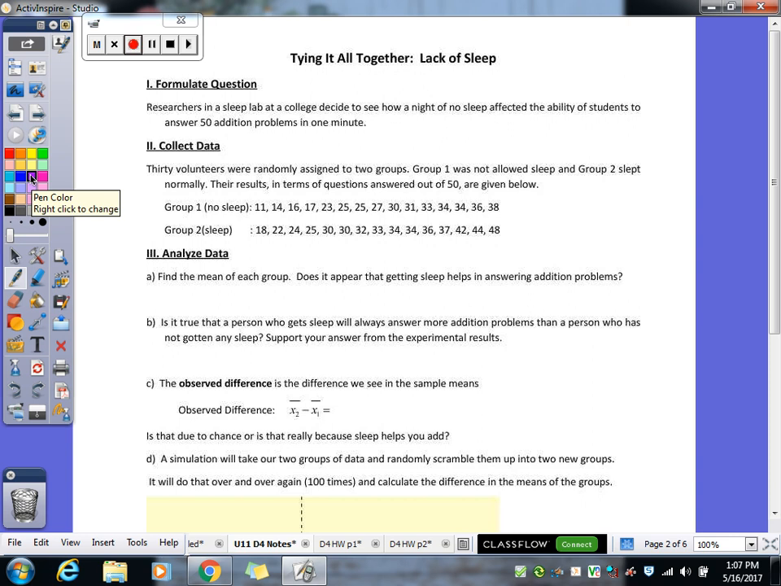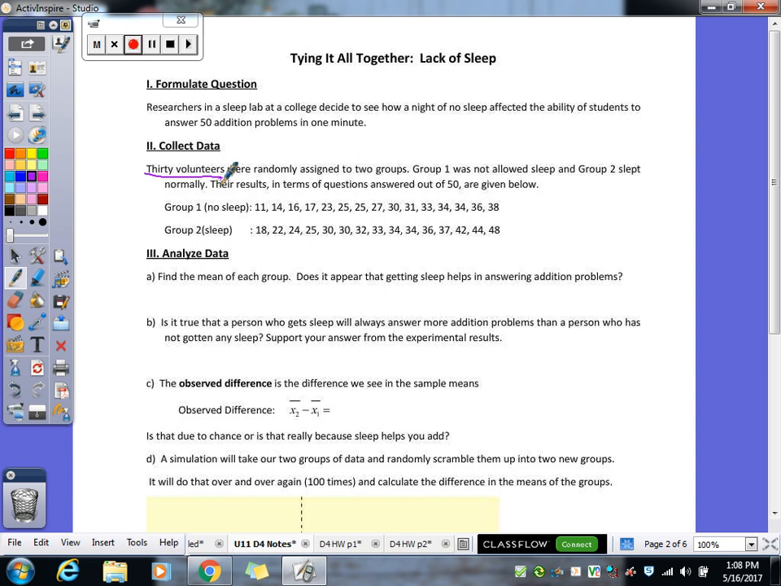So we're taking a look here at the study. They're looking at lack of sleep. The question that they had were, researchers in a sleep lab at a college decided to see how a night of no sleep affected the ability of students to answer 50 addition problems in 1 minute. So they took 30 volunteers. They randomly assigned those 30 volunteers into two groups. One group was not allowed to sleep. The other group was allowed to sleep.